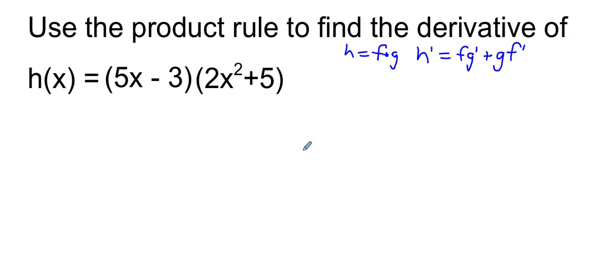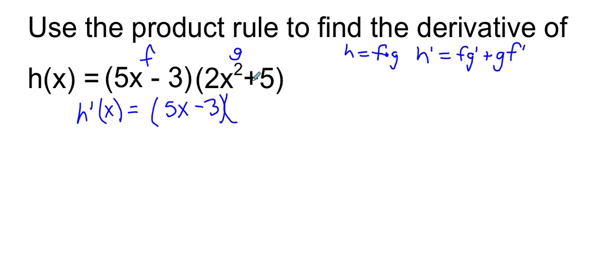And so if we look at our function h of x, I'm going to call this here f and this here g, and so it's the product of two functions. And again, you could multiply this out to get a single polynomial rather than a product of two binomials and use the power rule to find the derivative, but we're going to use the product rule here. And so h prime, again, is going to be the first times the derivative of the second. So our first function is 5x minus 3.